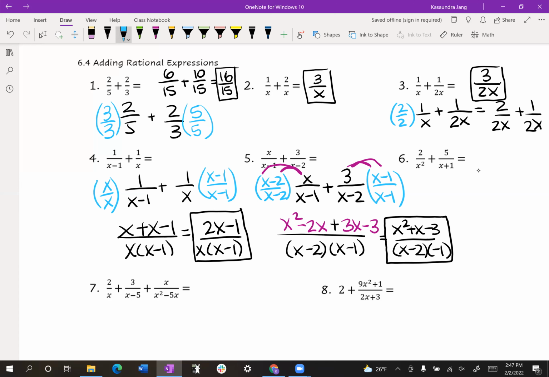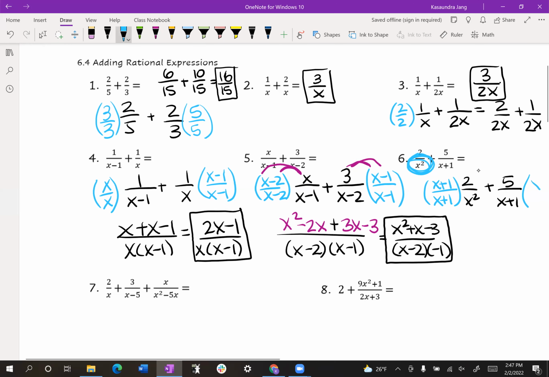Okay, for number 6, again, I will do the other denominator, the x plus 1, over itself. And that will multiply by my first fraction, the 2 over x squared, plus, and then my second fraction is going to be multiplied by my fancy number 1 again, but that is coming from the other denominator. It would be an x squared over x squared.